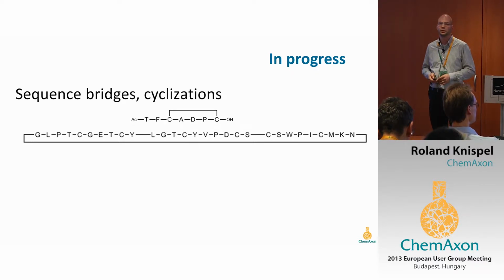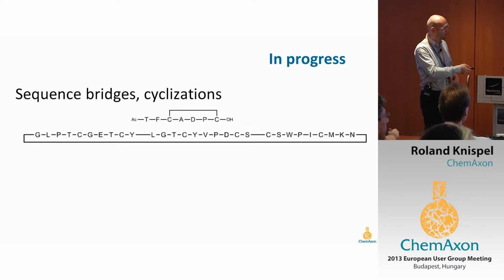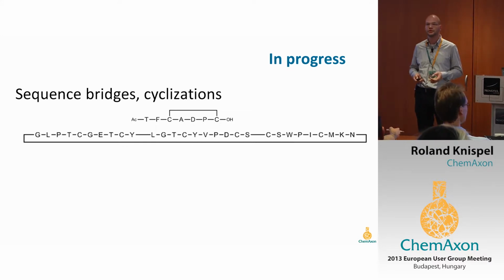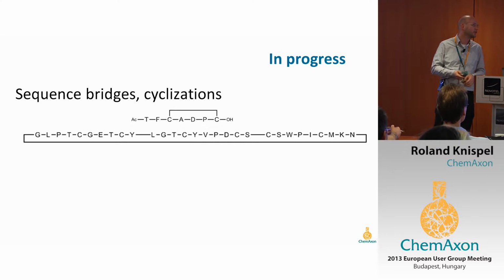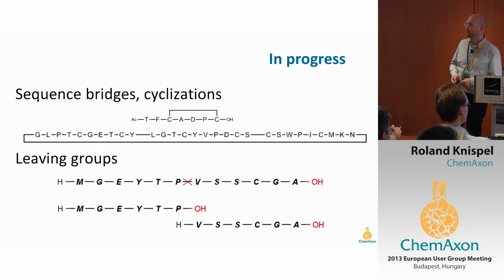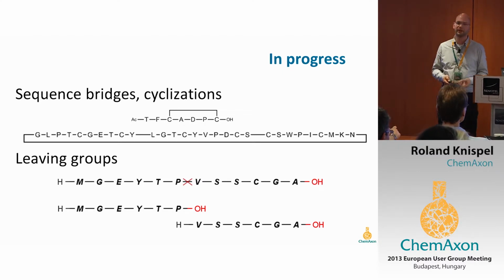Well, at the moment, it looks pretty ugly. So we are working on implementing these sorts of angular bonds in order to be able to represent cysteine disulfide bridges or these cyclizations. We are implementing a system which enables you to have persistent so-called leaving groups.